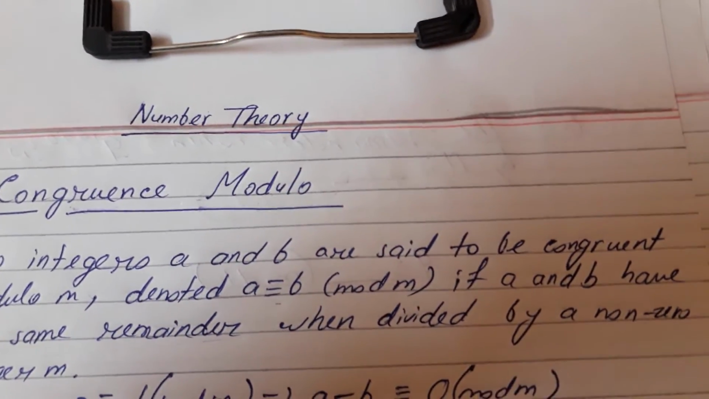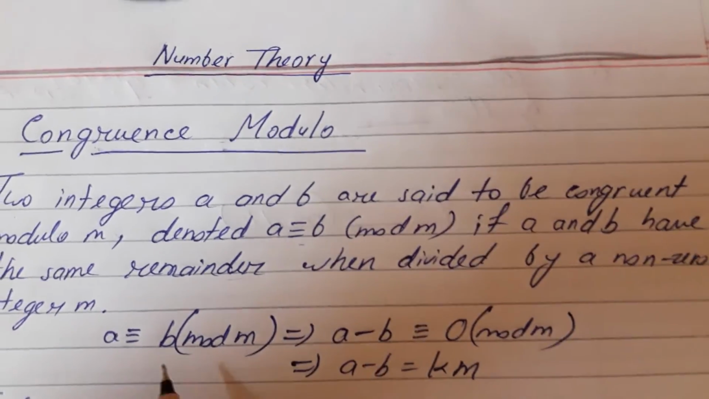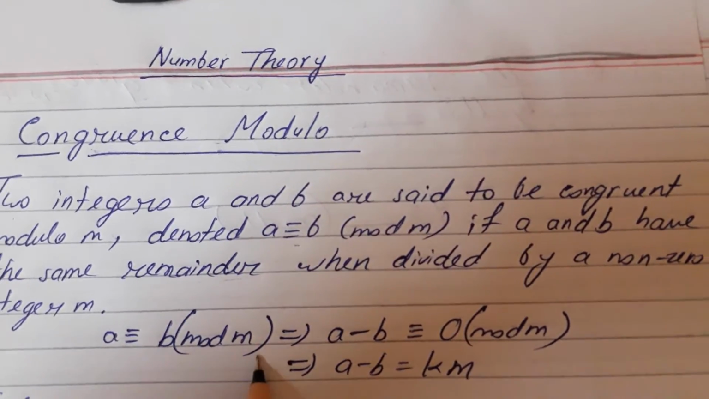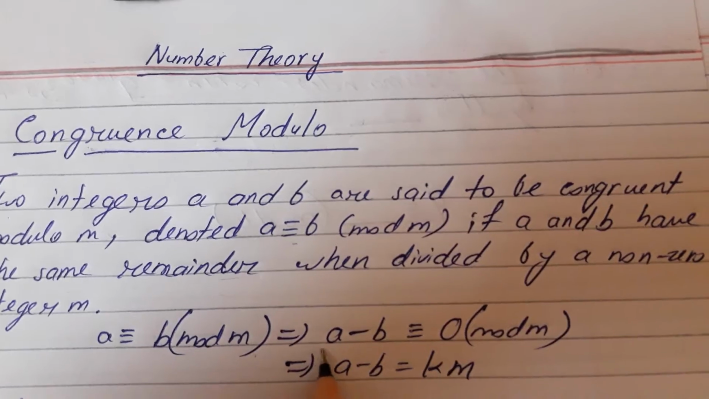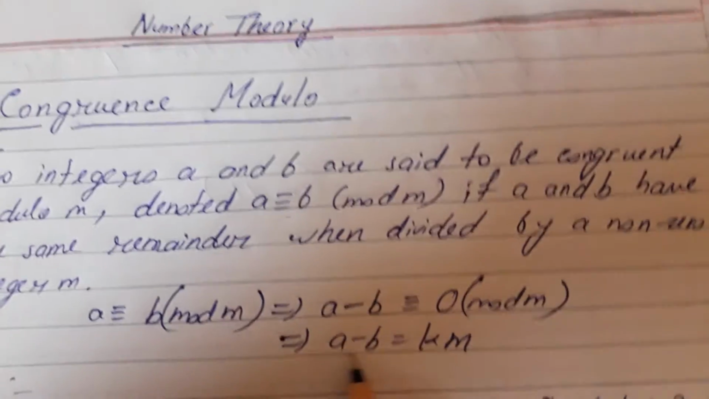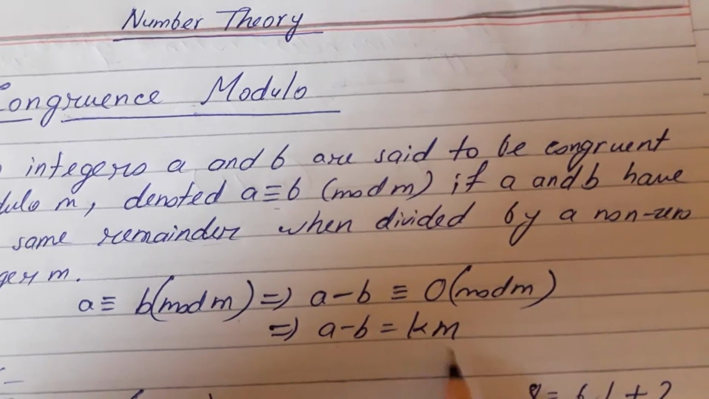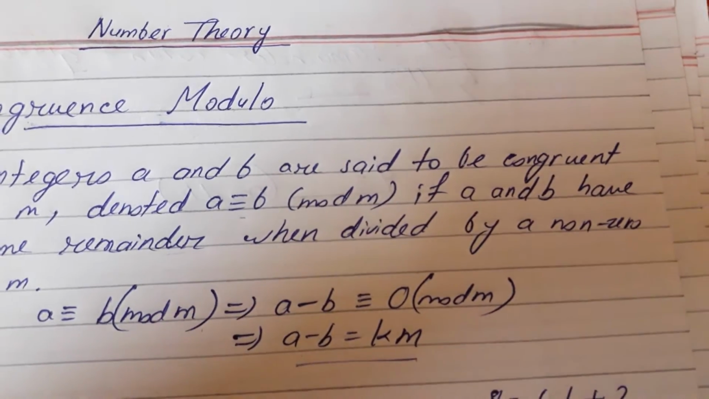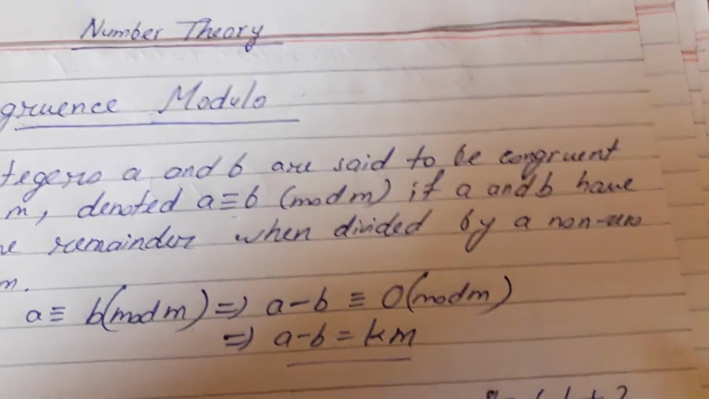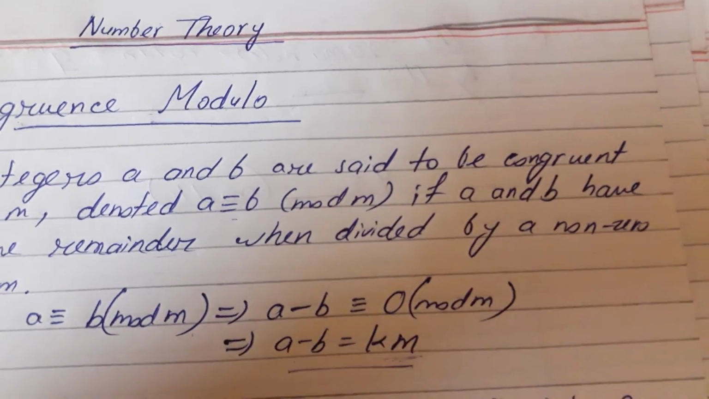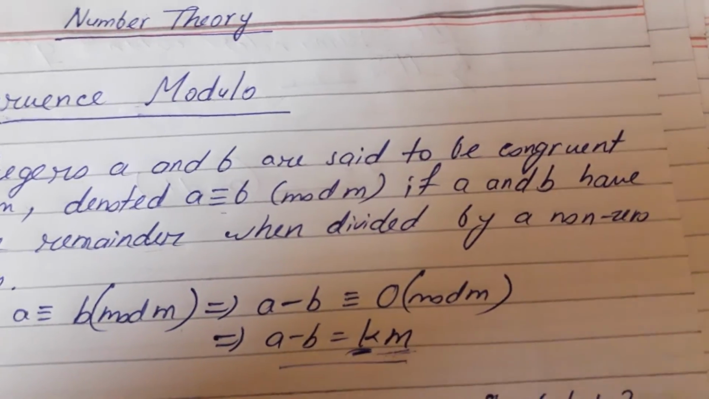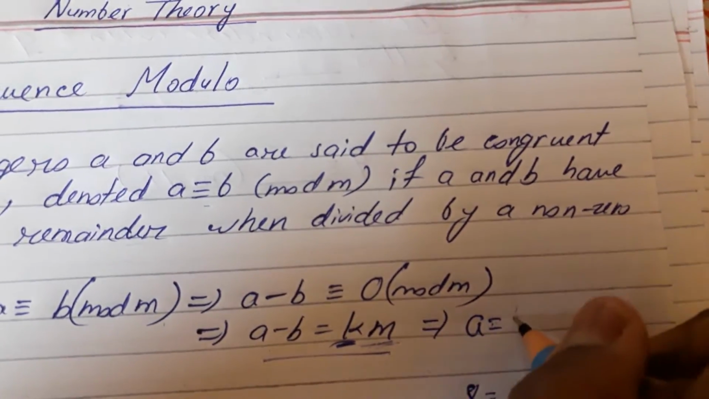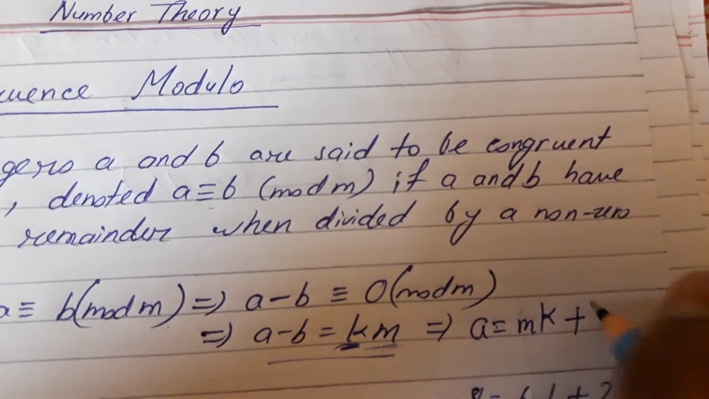Now when you do the sums, the concept will be clear. It can be written as a ≡ b (mod m). Then if you take b to the other side, a − b ≡ 0 (mod m), and then you can write it as a − b = km. Why can you write this? Because you all know that dividend equals divisor into quotient plus remainder. Here m is the divisor, and the quotient may be any number, so a, the dividend, equals divisor into quotient plus remainder.